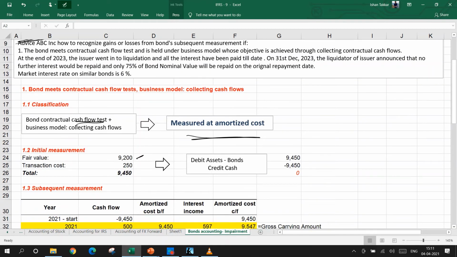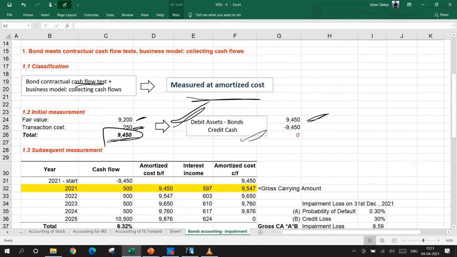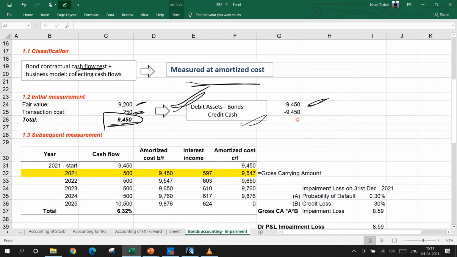So the fair value is 9,200 that you paid, and in this you add the transaction cost. So the cost to the organization for that bond is 9,450. You will show it at this point, at the initial recognition, this is your fair value 9,450, and the cash is gone, or you can debit or credit the nostro. So bond account debit to cash, that is when you bought an asset, and subsequently you calculate what is the actual return you are earning.